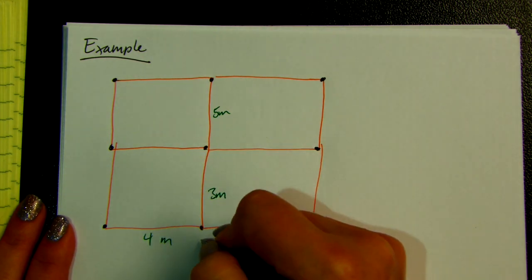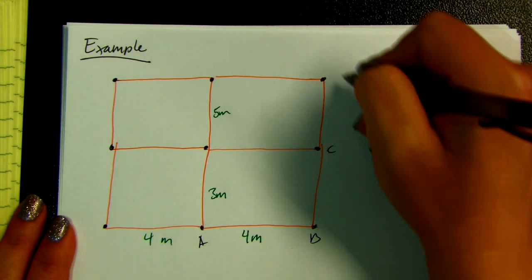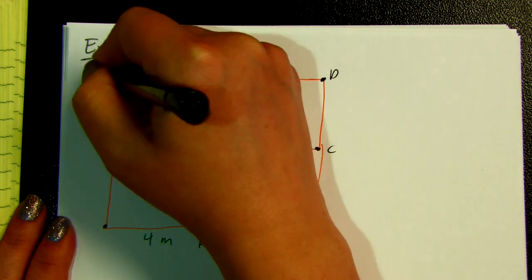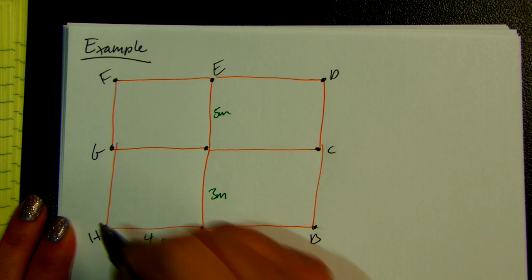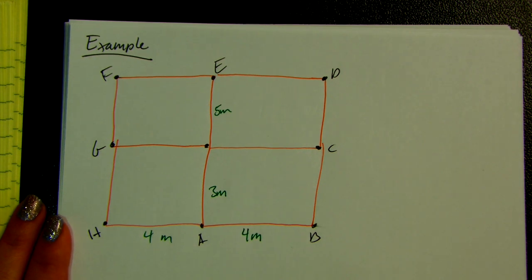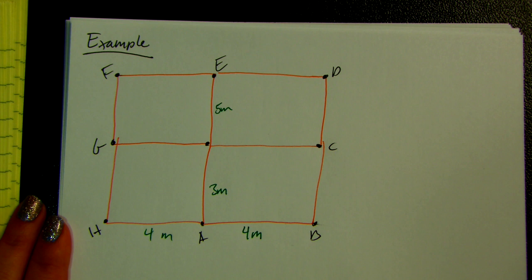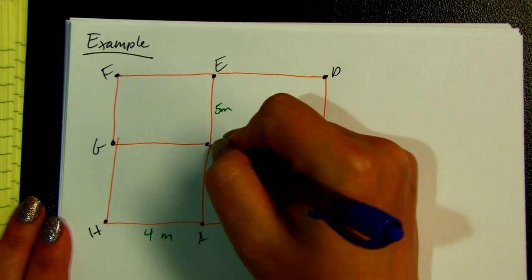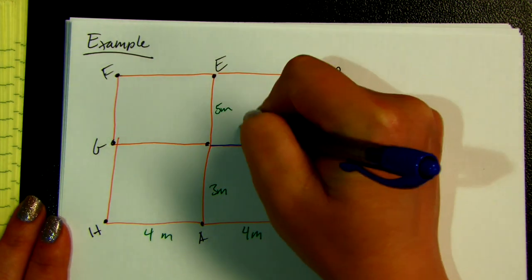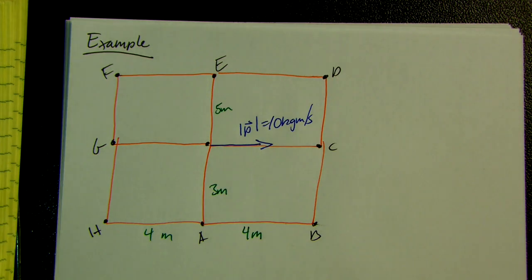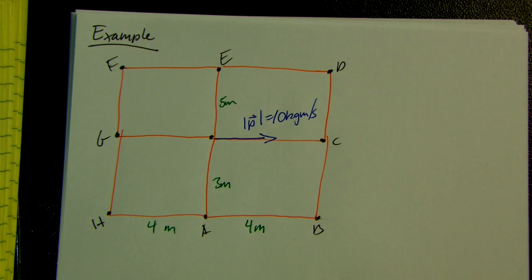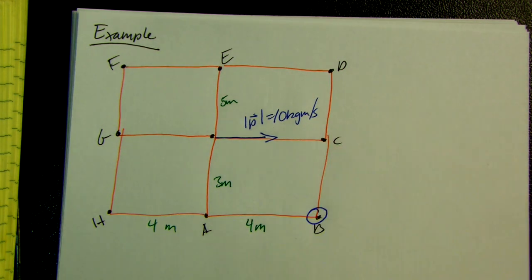A, B, C, D, E, F, G, H. And we've got a momentum vector where P is equal to 10 kilogram meters per second. Okay, so we are going to calculate the angular momentum relative to B.